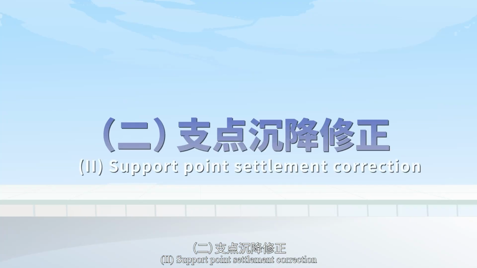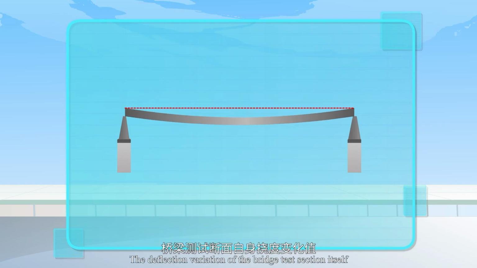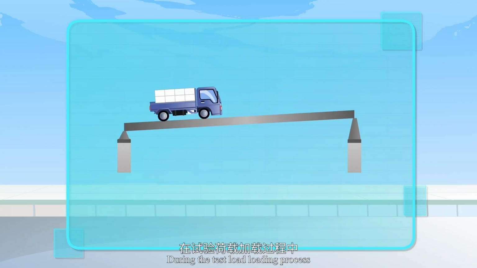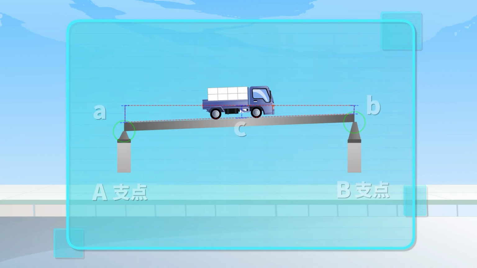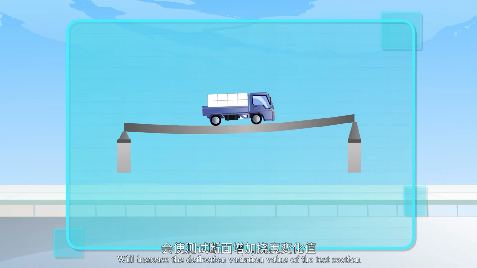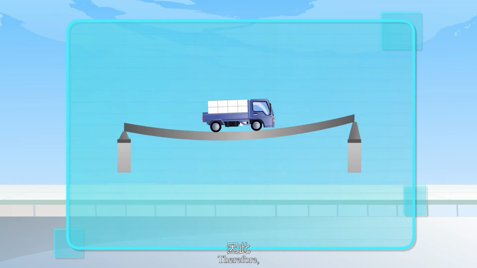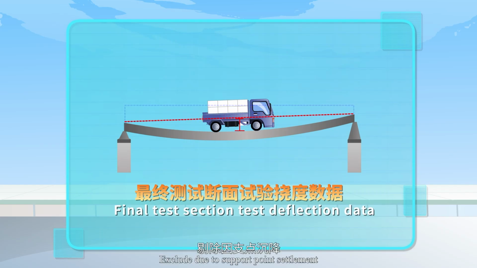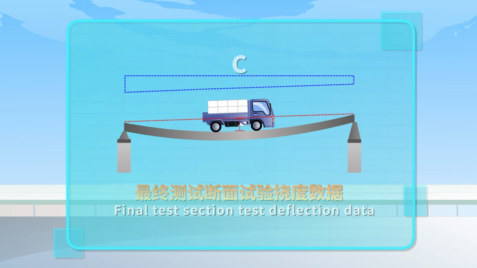2. Support point settlement correction. Tests primarily measure the deflection variation of the bridge test section itself. During the test loading process, bridge support points will also experience some settlement. Support settlement will increase the deflection variation value of the test section. Therefore, the final test section deflection data should be based on the test deflection, excluding the settlement of the support points, resulting in the correction value for the test section.